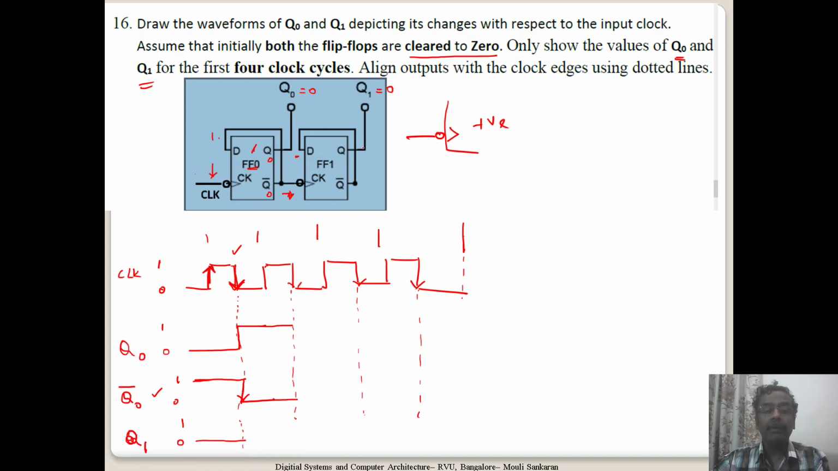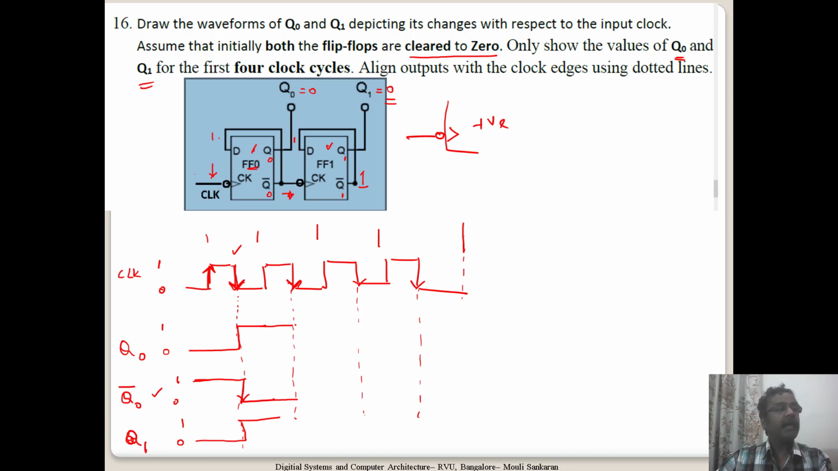Now what is the value? Because initially Q1 is 0, this will be Q1 bar, right? Q1 is 0, then Q1 bar is 1. That value is waiting outside and the signal is going down. That means it is supposed to latch that value, right? So when it latches, Q1 is going to become high. Now let us look at this value, it is going down.